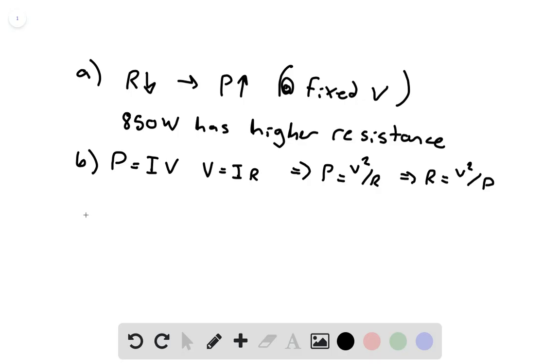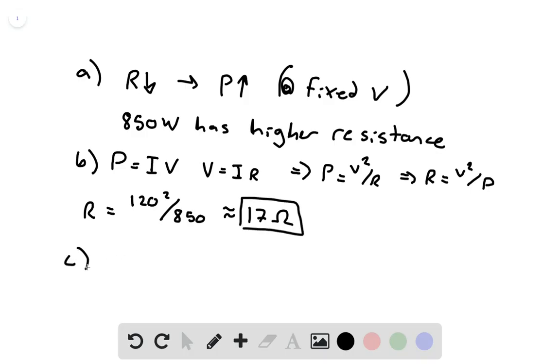Plugging in the numbers that we have, R is going to be equal to 120 volts squared divided by 850 watts, which should give us about 17 ohms. For part C, we're doing the same calculation, only this time with the 1250 watt setting.